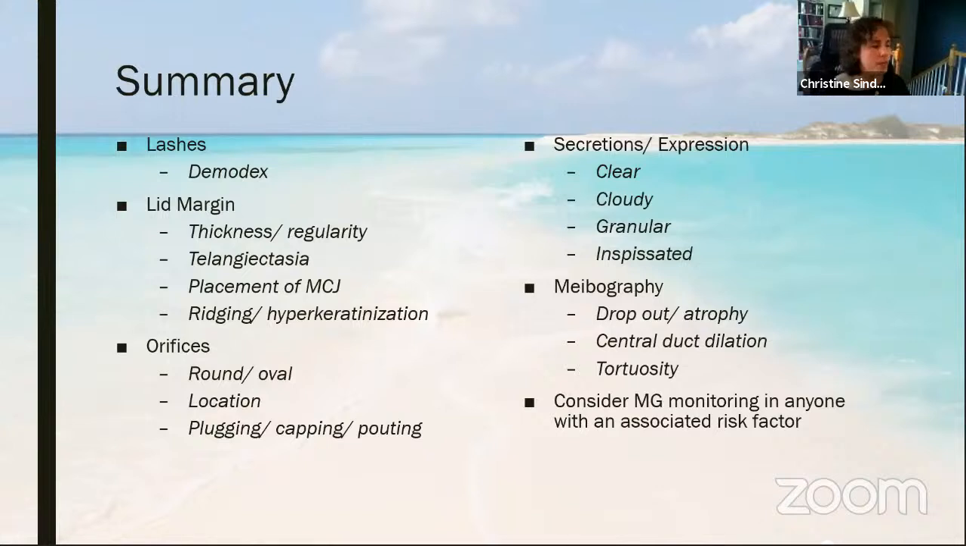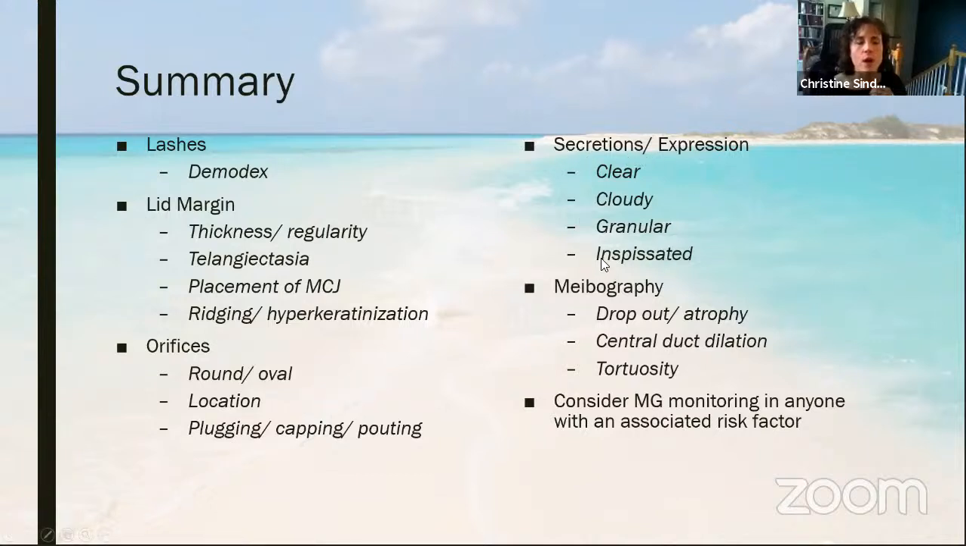So just in summary, to just go over everything, you want to look at the lashes, look for Demodex, look at the eyelid margin. Telangiectasia is that key sign, whether you have those inflammatory products in there. Make sure you're always looking for that ridging and that hyperkeratinization. Make sure you can get that off of the eyelid. If you have plugging, capping, or pouting, make sure you clean off that keratinization so that you can get that flowing.